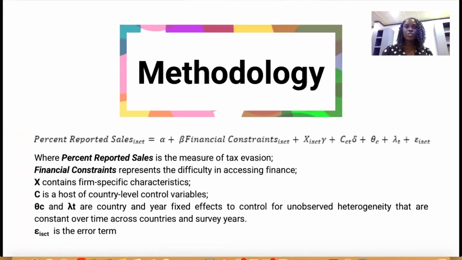What methodology does the paper adopt? I regress percent reported sales, which is the measure of tax evasion, on financial constraints represented by the difficulty in accessing finance, a host of firm-specific characteristics, a host of country-level control variables, and then I include country and year fixed effects to control for unobserved heterogeneity that are constant over time across countries and survey years. I also include the error term.